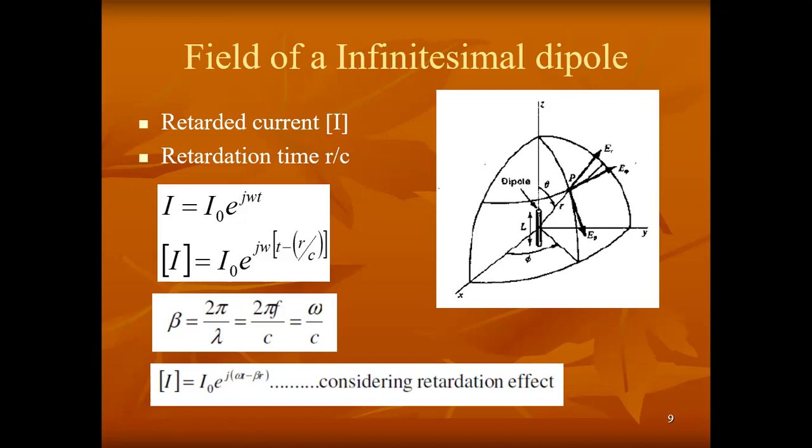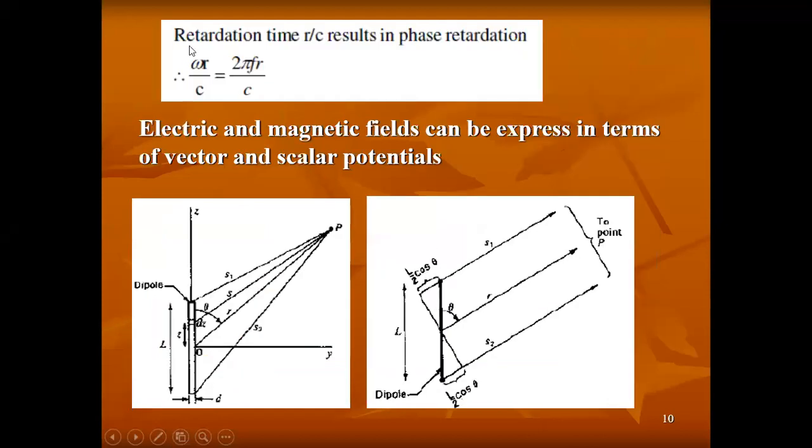So 1 by lambda is f by c, we can see, and 2 pi f is nothing but the angular frequency, which is denoted by omega. This way it can be explained. Now the radiation time, that is r by c, results in phase radiation. So this way the electric and magnetic field can be expressed in terms of vector and scalar potential.